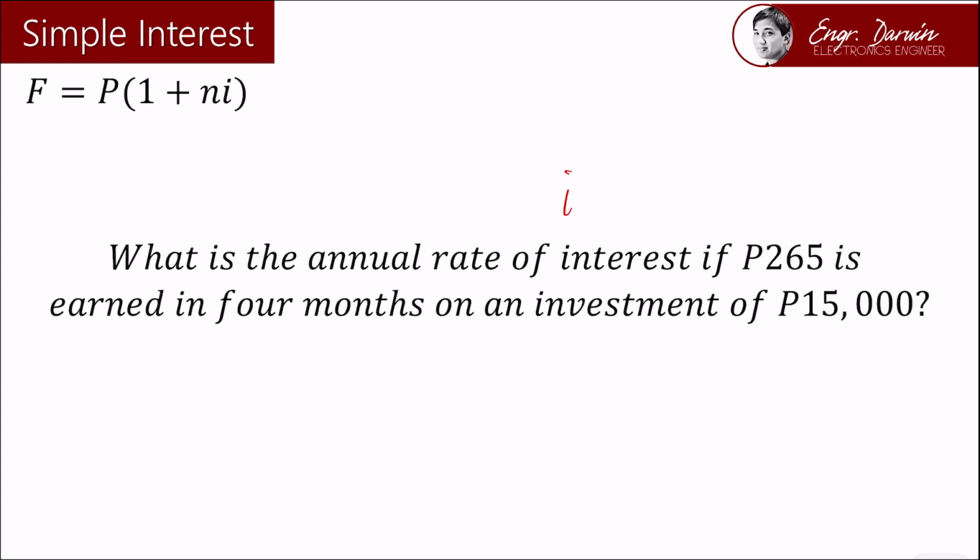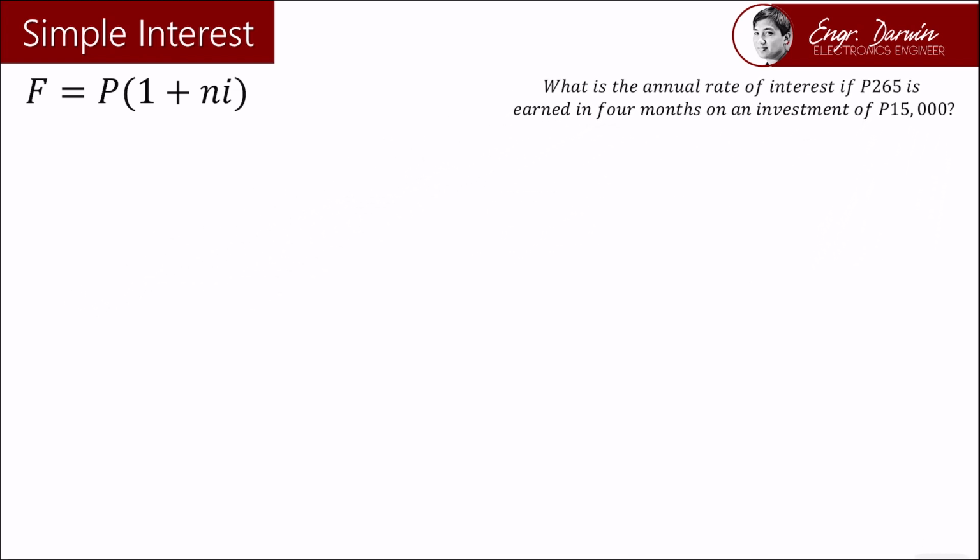Again, the annual rate of interest if you gain 265 peso at the end of 4 months with an investment of 15,000 peso. Okay. So the formula that we are going to use on this problem is somehow related to our original equation, which is F is equal to P(1 + ni).